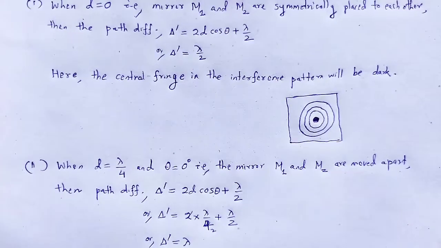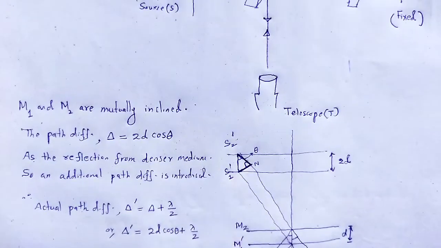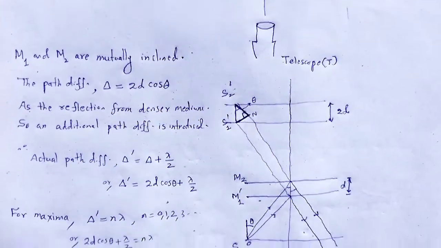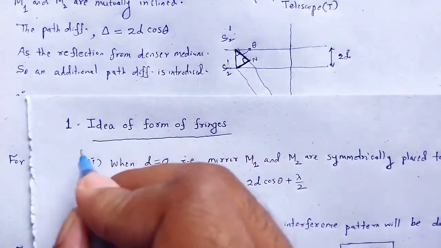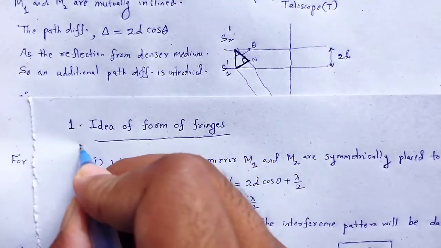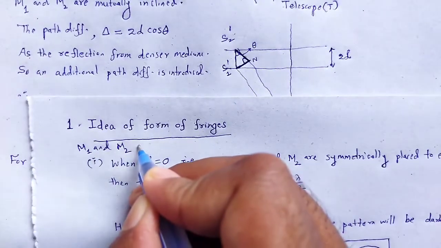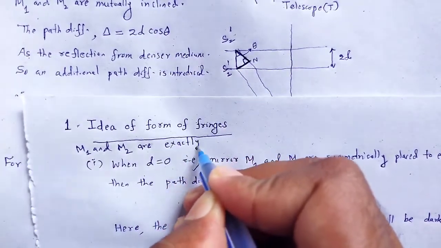Next, that is the condition when we take M1 and M2 mutually inclined, meaning M1 and M2 are exactly perpendicular. Here the situation is for M1 and M2 exactly perpendicular.